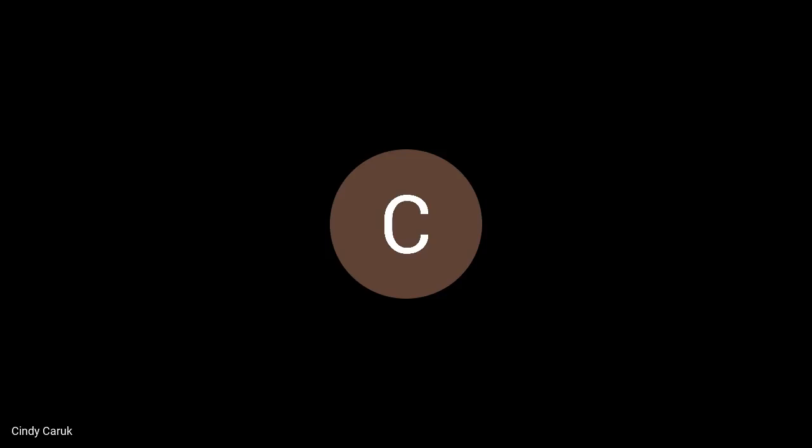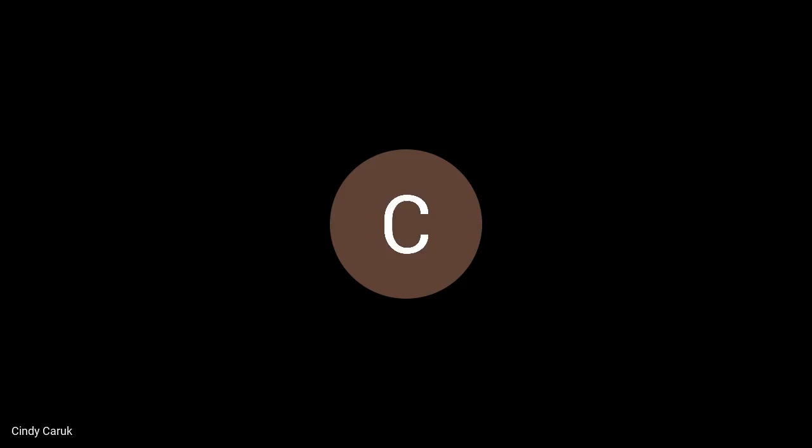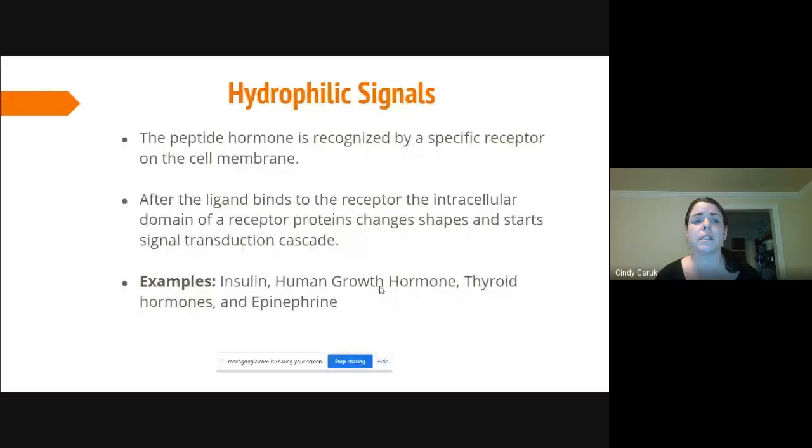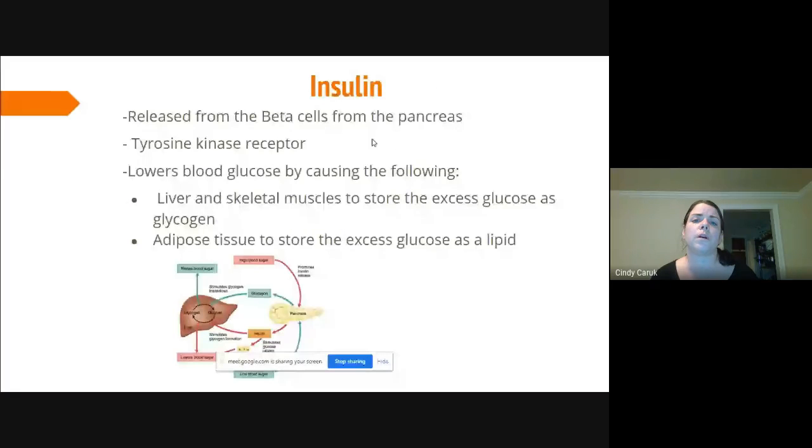So we have insulin as an example, and hormones, and epinephrine, illustrative examples. We went through all of these. So insulin, if you remember, that's related to diabetes. If you don't make insulin, you have type 1 diabetes. If receptors become desensitized to insulin, that's type 2 diabetes.